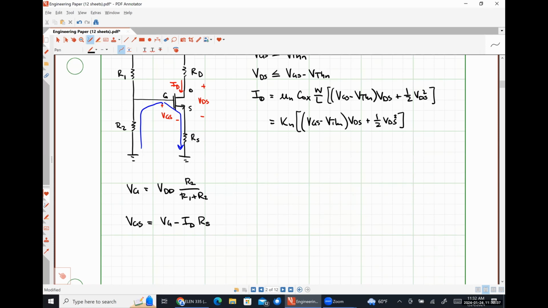If we substitute in our relationship for our drain current, this looks like VDD times R2 over R1 plus R2 minus KN RS VGS minus VTHN times VDS. That's supposed to be a minus sign, my bad.